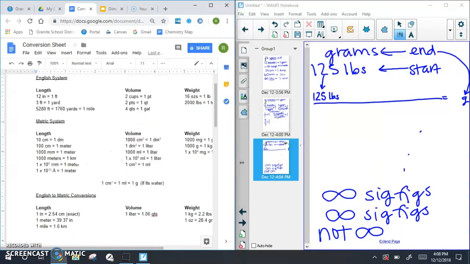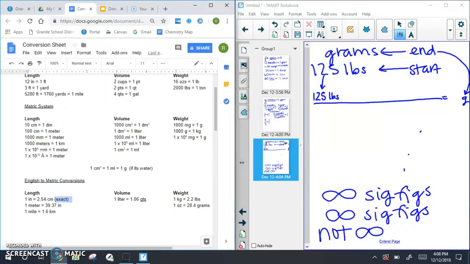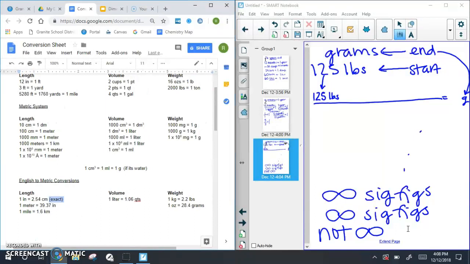Okay, so ones are infinite because they're reference points. Metric and English system are perfect within themselves, but if you jump across them, they are not perfect, and so you do need to count their sig figs. One thing I will input real quick is this exact word right here. This one actually is perfect. It's the only one between the systems that is perfect, so I put the exact there to help you guys remember that. Okay, so we explained that.